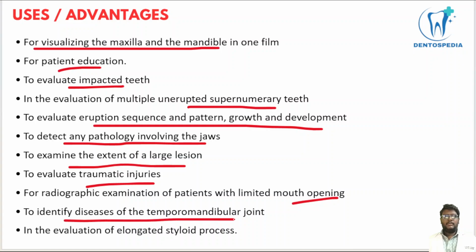And to identify diseases of the temporomandibular joint. For example, suspected cases of TMJ arthritis, TMJ osteoarthritis or any TMJ related conditions like TMJ ankylosis cases. We can evaluate all these cases, and also we can evaluate an elongated styloid process. There is a syndrome called Eagle syndrome where there will be an elongated styloid process, and because of that certain manifestations occur. So in order to evaluate this condition, we can use OPG, okay.